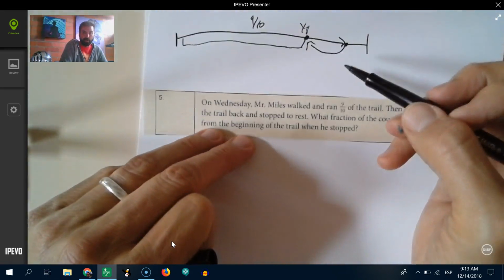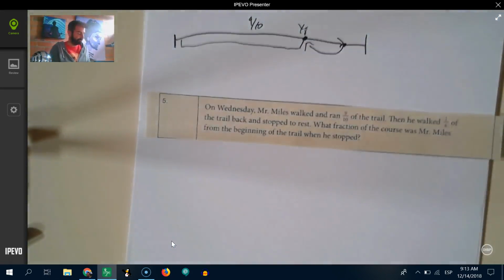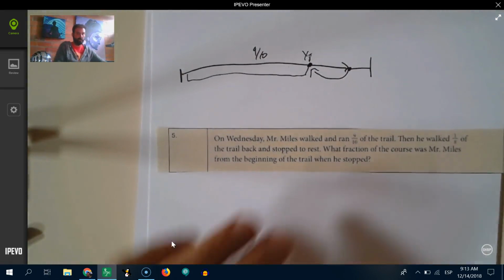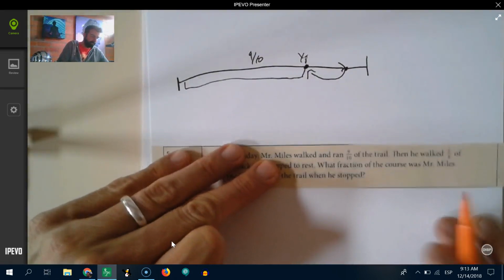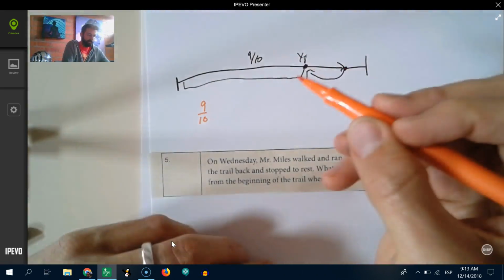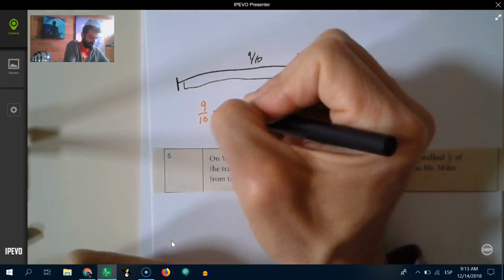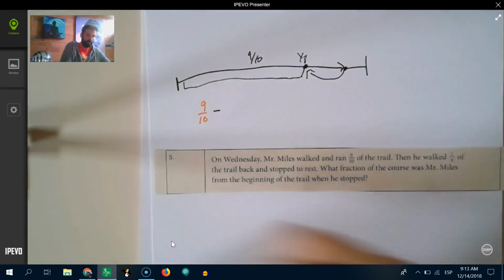Okay, so this is going to be subtraction. So we went someplace and then we went back. And what am I subtracting? Remember, I have to have that larger fraction in front. So I have my 9/10 of the trail that he went, subtracted from that 1/8 of the way back.